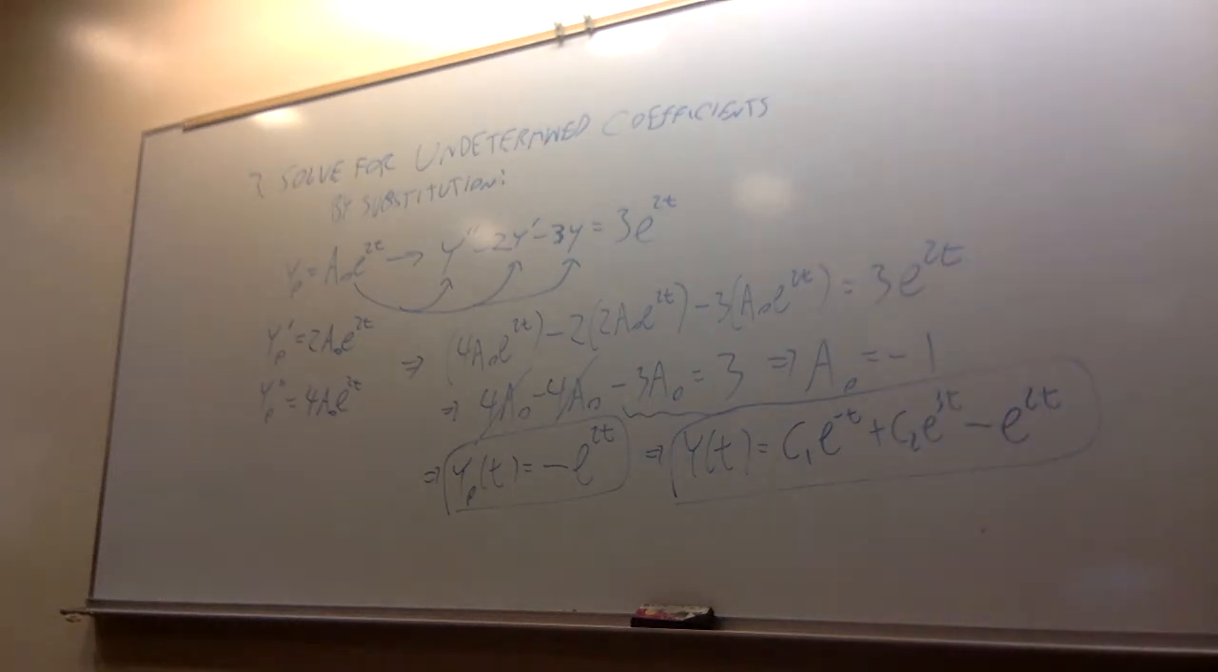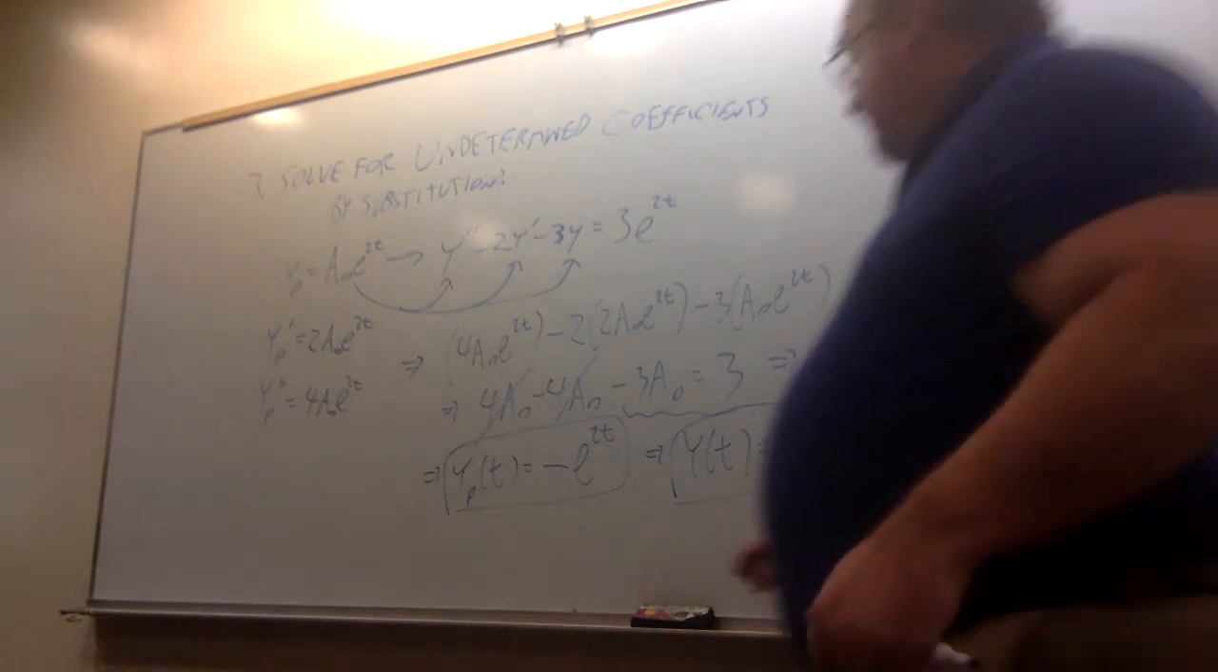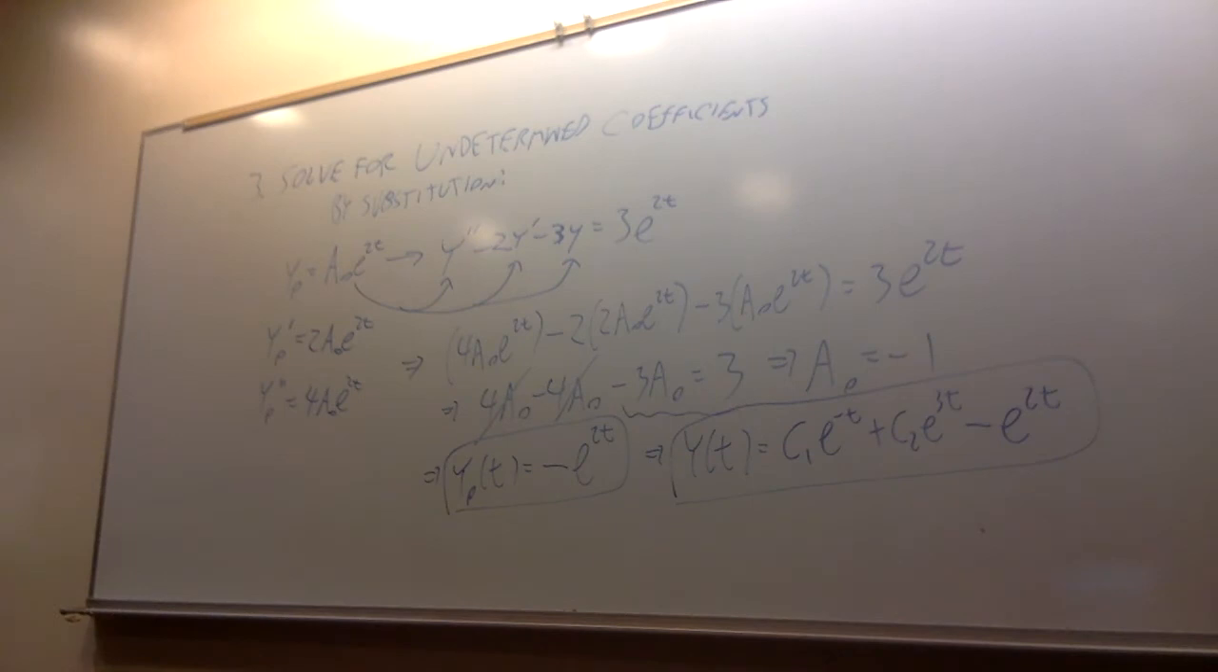If you were given initial conditions, then you would have to find y prime of t and also substitute in t equals 0 to both to get values for c1 and c2. So the question is about what happened here. Now what we're going to do is change the right-hand side and see how it affects the solution process.